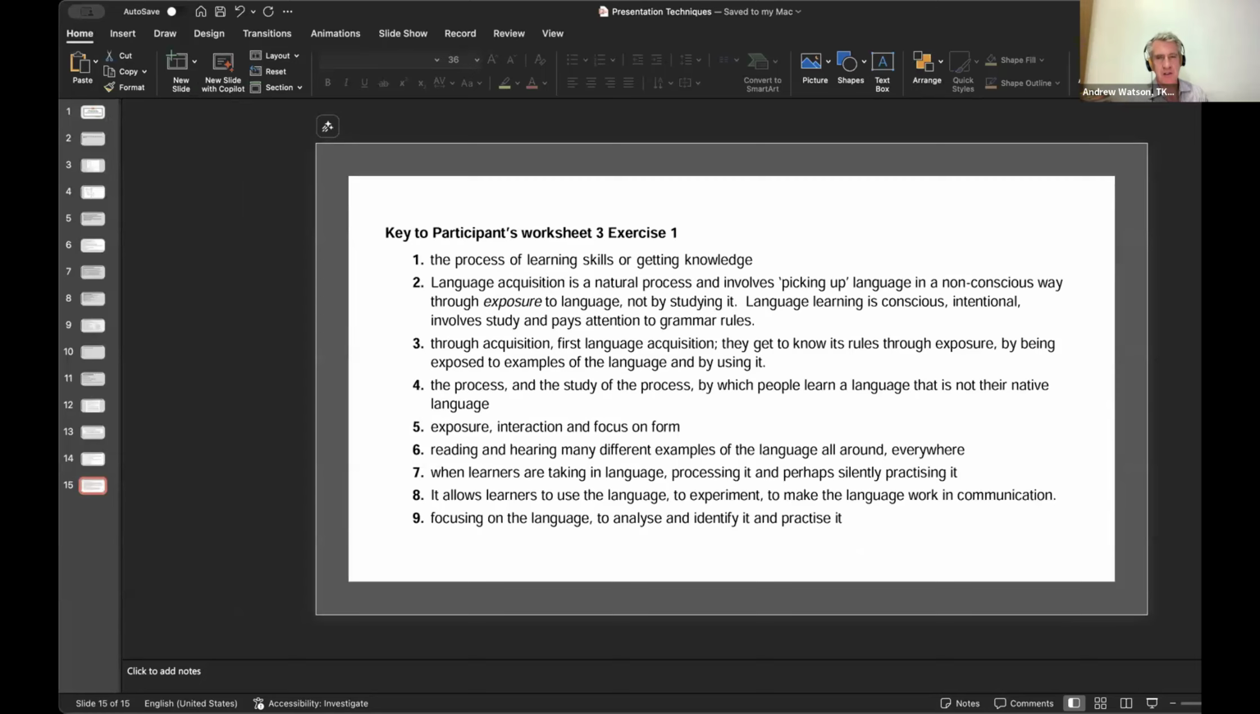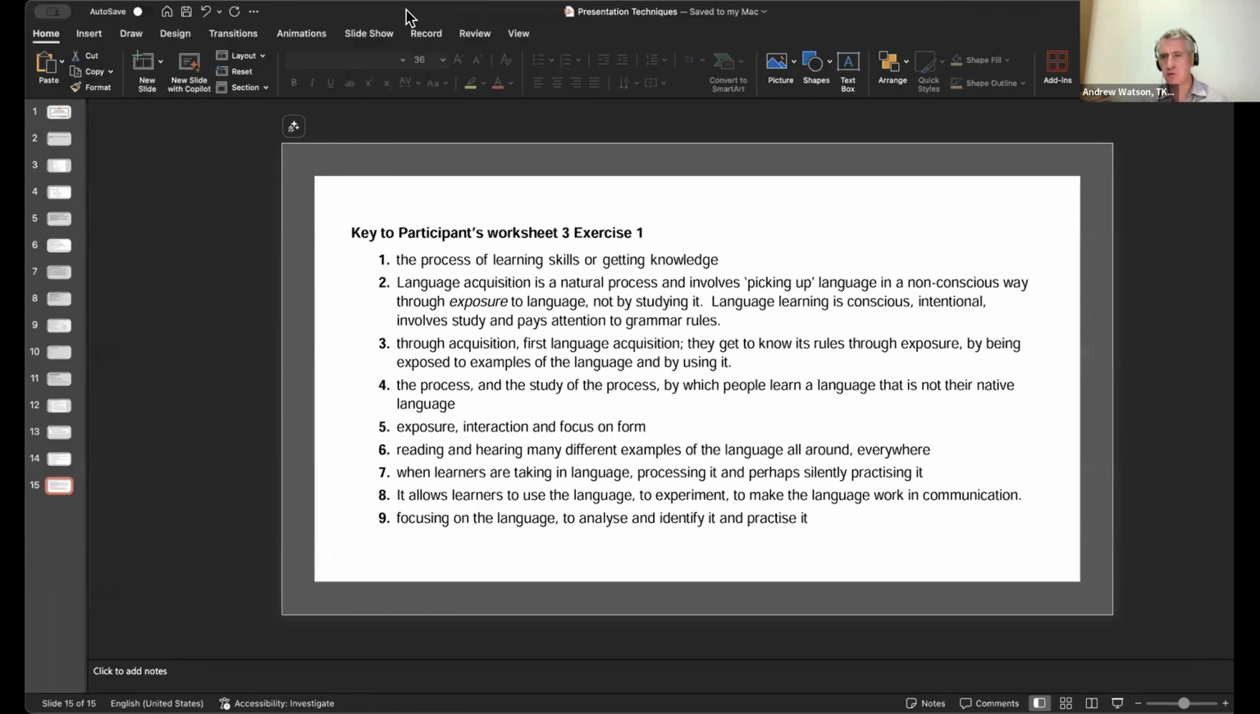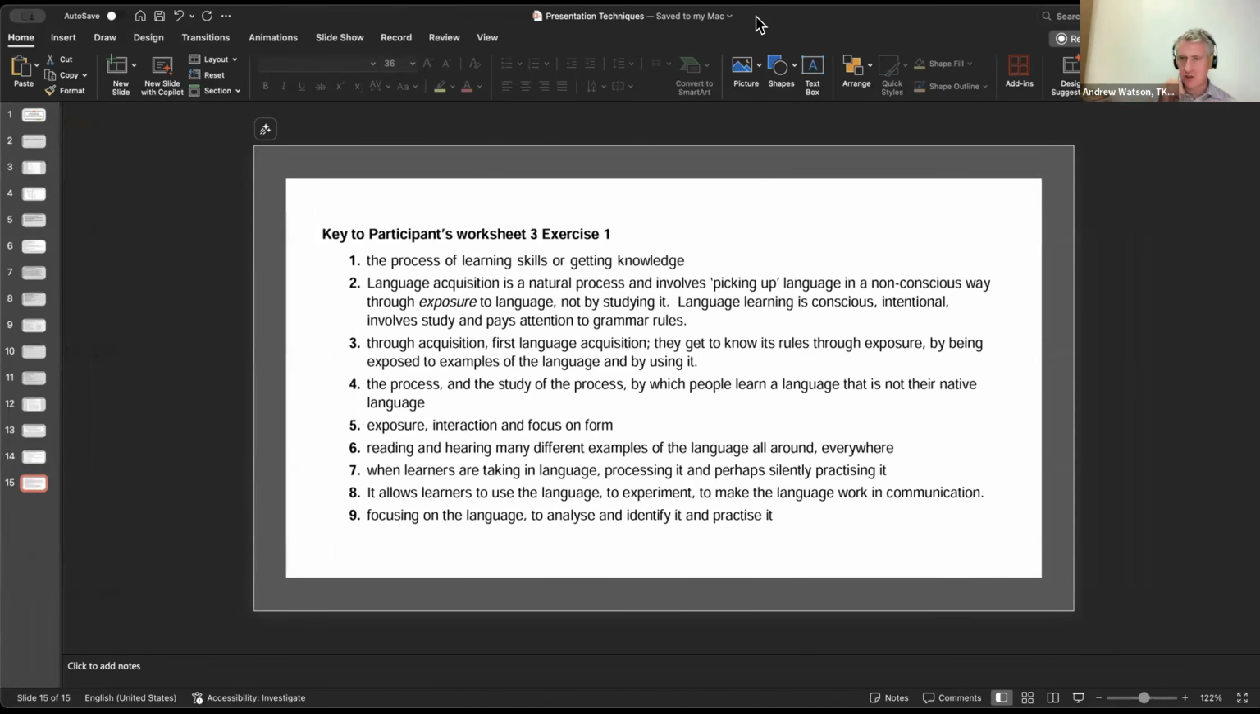So, acquisition. It's the process of learning skills or getting knowledge. In some people's opinion, how is language acquisition different from learning? Well, it's a natural process. They often use the phrasal verb picking up, in a non-conscious way through exposure, not by studying it. Language learning is conscious, intentional, involves studying and pays attention to grammar rules.